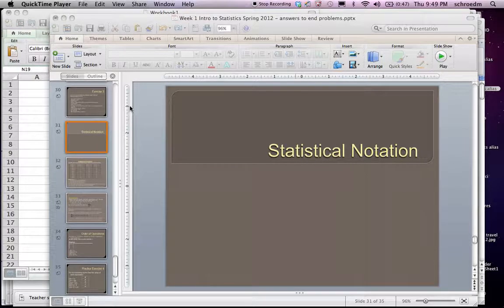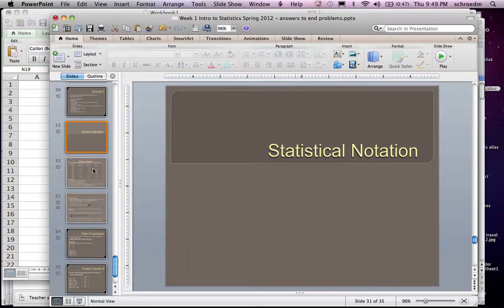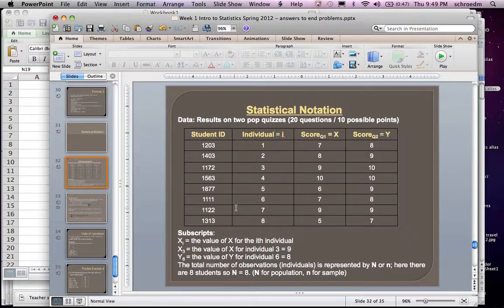Okay, I'm going to be talking about statistical notation. Hopefully after we go through this, you'll get the idea of how this all works. Statistical notation is really just a way to represent a lot of data in an equation form. And we'll be coming across a lot of equations, and you should just know how to do it.